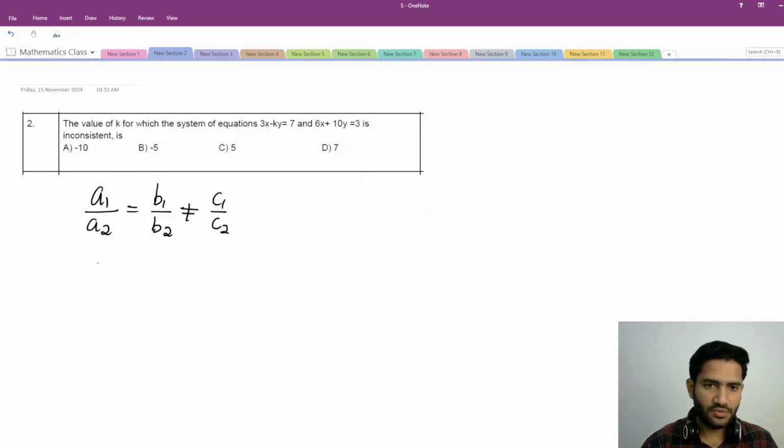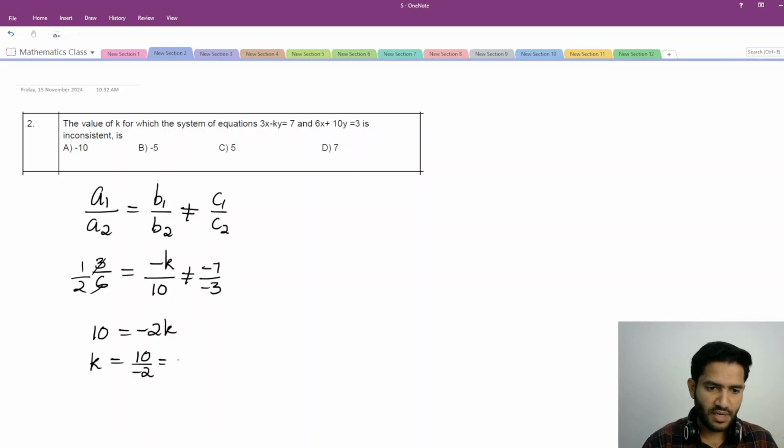So a1 by a2, that means 3 by 6, equal to b1 by b2, that means -k by 10, is not equal to -7 by -3. So it will be 1 by 2. So we can write 10 equal to -2k if you are considering the first 2 ratios. So k equal to 10 by -2, that means -5. So inconsistent means the value of k is equal to -5.